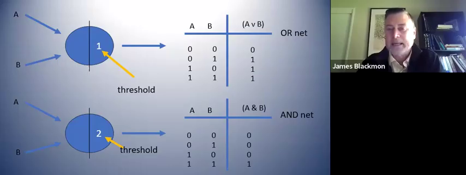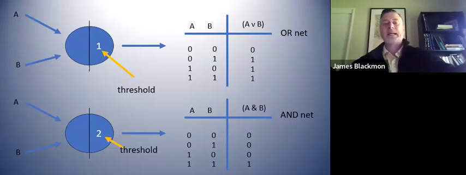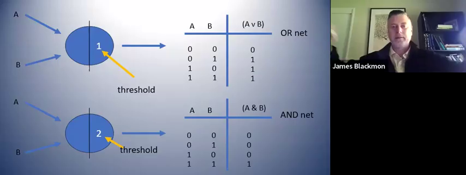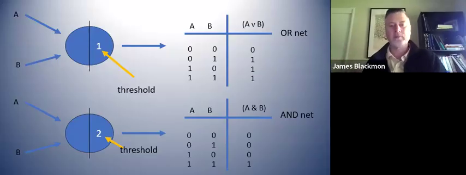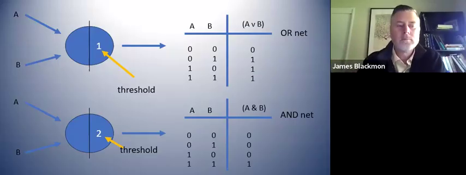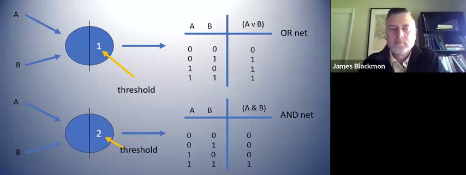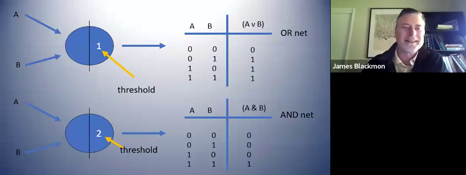How many basic statements like A and B need to be true in order for the whole complex statement like A or B or A and B to be true? Nice, nice. Okay, good, good.